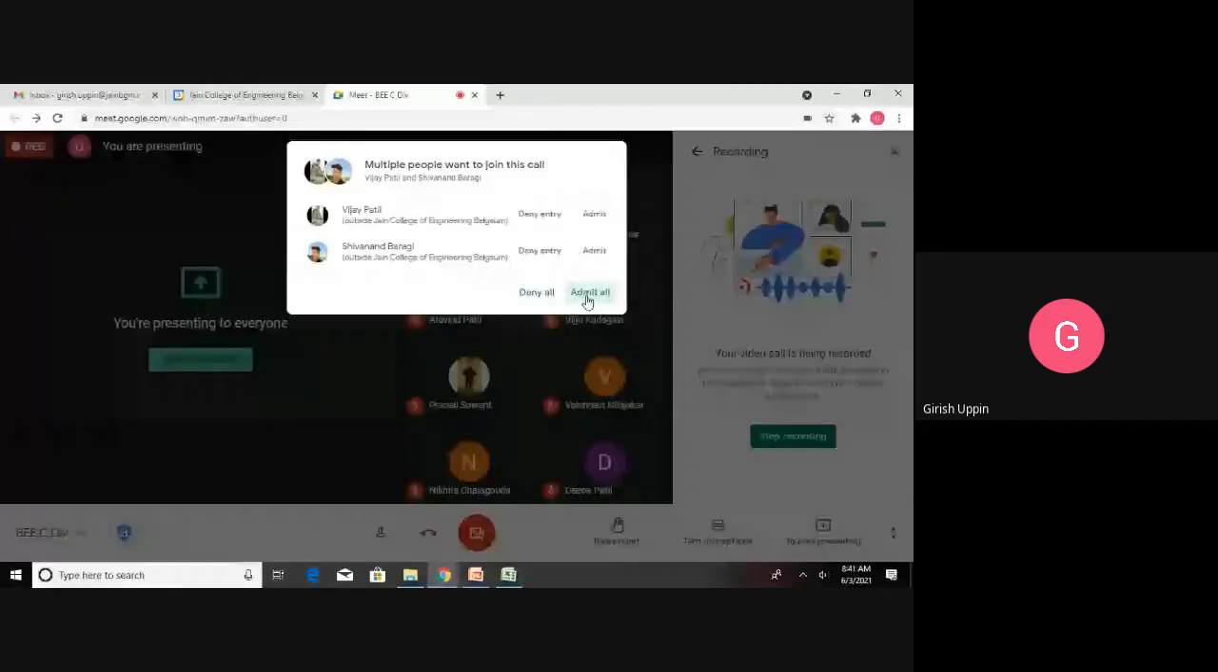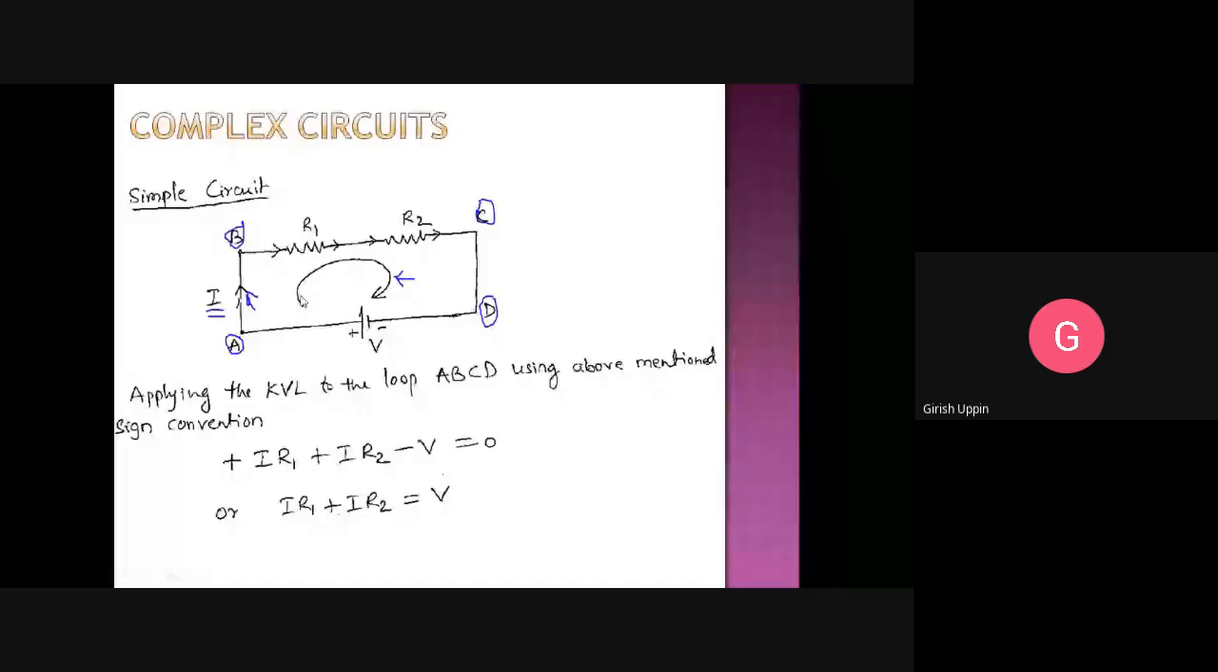So that is the convention we are going to follow. For the simple circuit, what we have done is identify all the nodes A, B, C, D. We mark the nodes, then we mark the direction of tracing, then we mark the current. Once we have all this, we will apply KVL to the loop A, B, C, D, A.